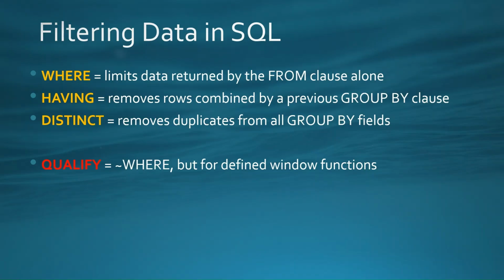Filtering data in an SQL select statement can obviously be done in a where clause. This will limit the data returned by the from clause alone. Having will remove rows combined by a previous group by clause. You should be very familiar with this, because you should definitely know when to use where and when to use having. Where is used before group by, having is used after group by, and having usually uses aggregates on the groups of rows already selected by group by.